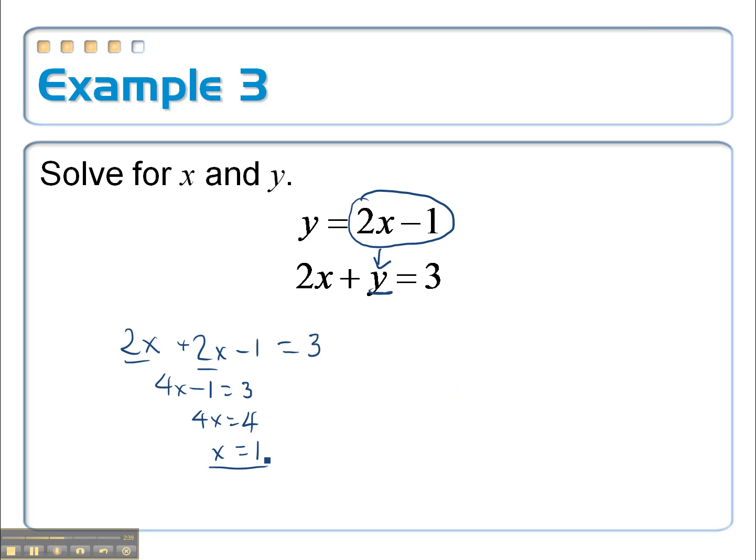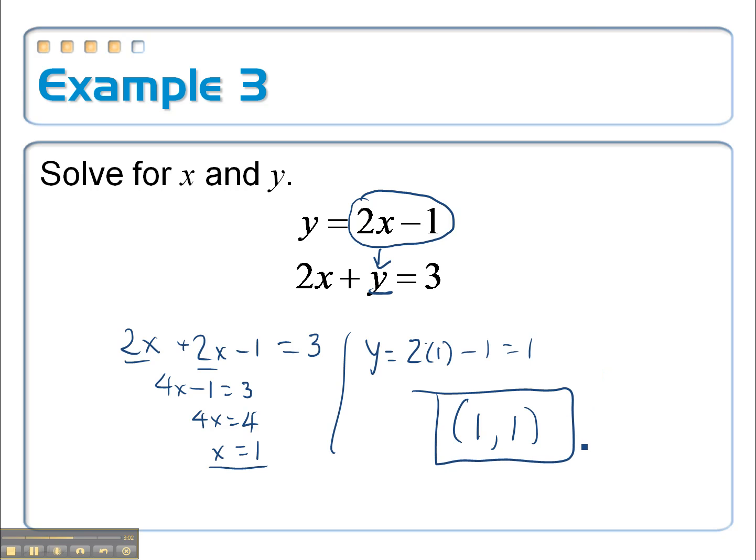So I can take this 1 and substitute it into either one of these equations to find out what y is. This first one's the easiest one. So y equals 2 times 1 minus 1. This is 2 minus 1, which is just 1. The way that I write my answer is as an ordered pair, x comma y. So 1 comma 1. If I were to graph these equations, that's where they both touch.